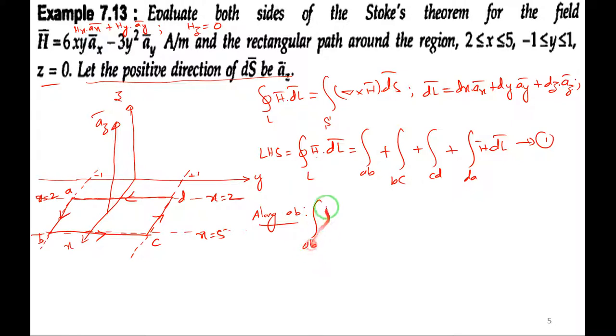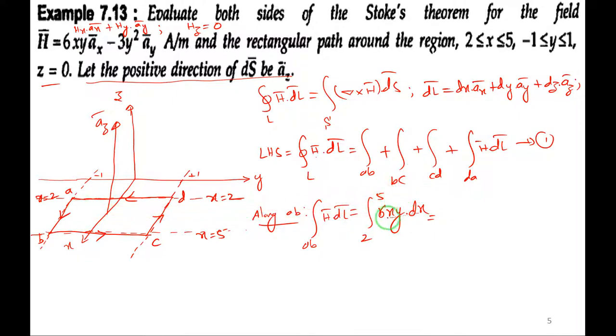So along path AB, h dot dl is equal to hx, which is nothing but 6xy, into dx. Hx is 6xy, and ax dot ax is 1. If I take the second term, ax dot ay is 0, so it will vanish. So x is varying from 2 to 5, because x is 2 at point A and 5 at B. Don't change the limits, right? It is from 2 to 5 only, not from 5 to 2.